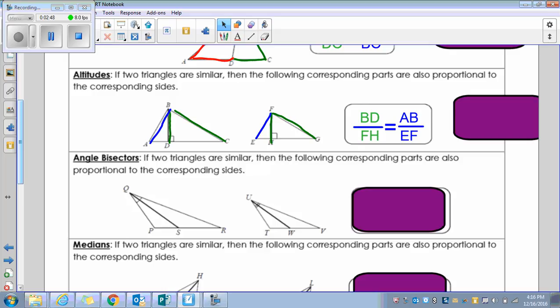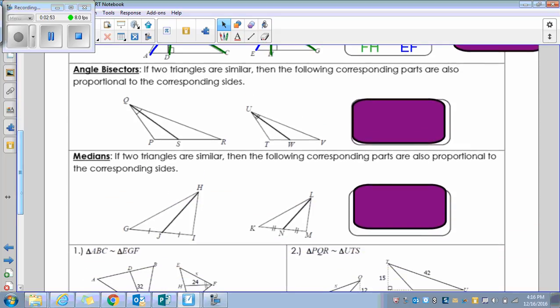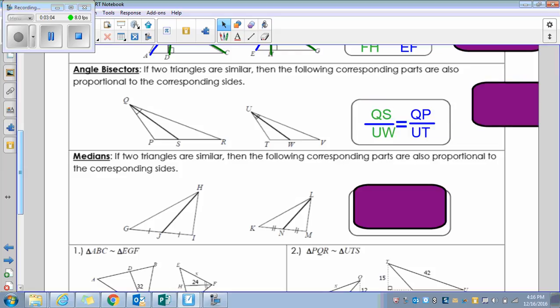So let's look at the angle bisectors. If two triangles are similar, then the following corresponding parts are also proportional to the corresponding sides. Remember, an angle bisector splits an angle right in half. So let's look at our proportion here. QS, the angle bisector, I am using it in this case. QS and UW are my angle bisectors, and they should be proportional to any other pair of corresponding sides.